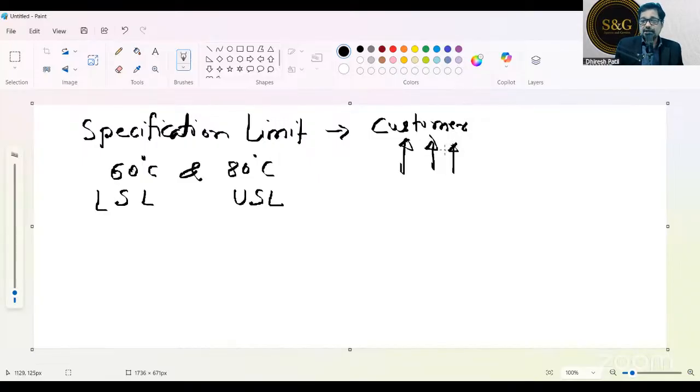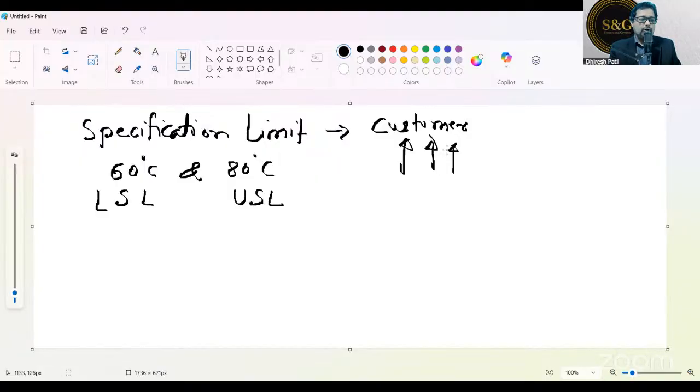Customer wants that I want the cup of tea within 60 and 80. Below 60, it will be too cold. Above 80, it will be too hot for me to consume. So I want within 60 and 80. Why do we have this kind of a band given? Why do we have a limit given? And why not only one point? For example, why don't customers say that I only want the cup of tea at 70 degrees centigrade? Why can't customers say that?